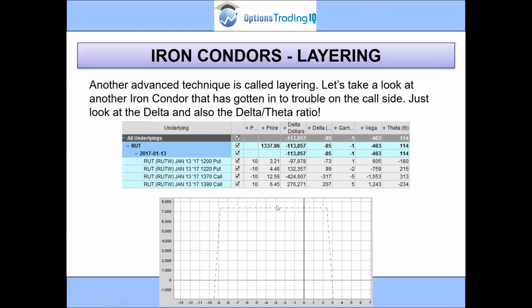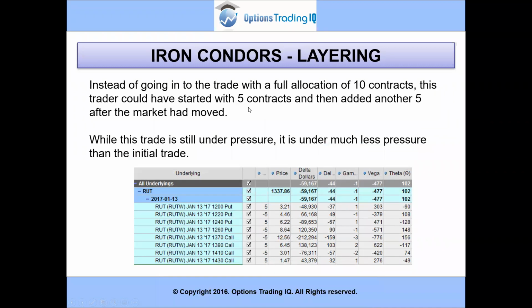That's a trade that we had put on and it had gone up. The market had moved against us really quickly, under a lot of pressure. So what could we have done differently? Instead of going into the trade with a full allocation of 10 contracts, this trader could have started with 5 contracts and then added another 5 contracts after the market had moved. While this trade's still under pressure, it's under much less pressure than the initial trade. Does that make sense? So, important concept.